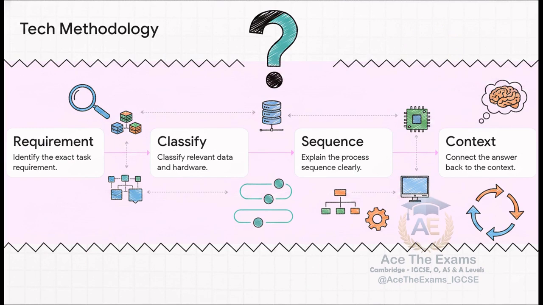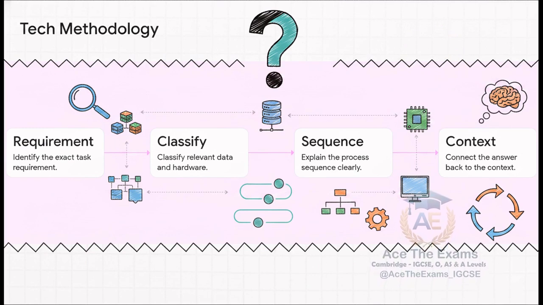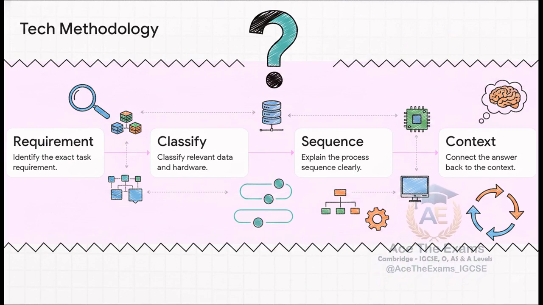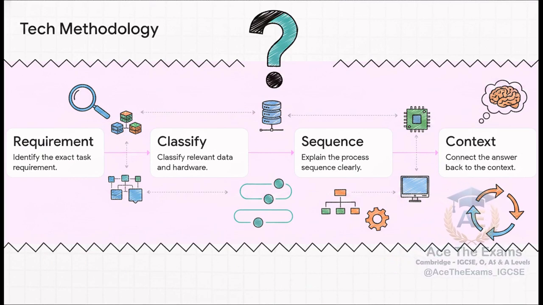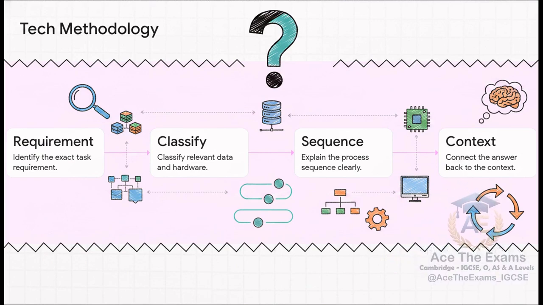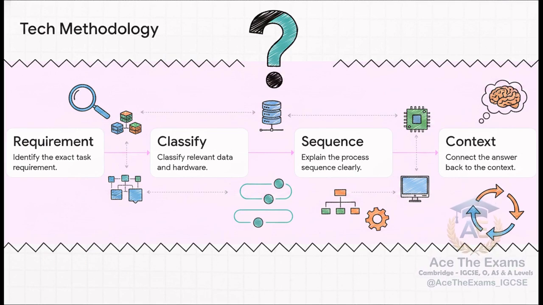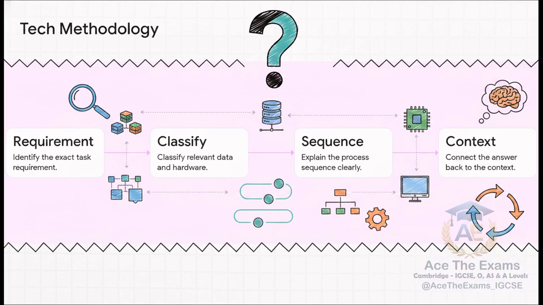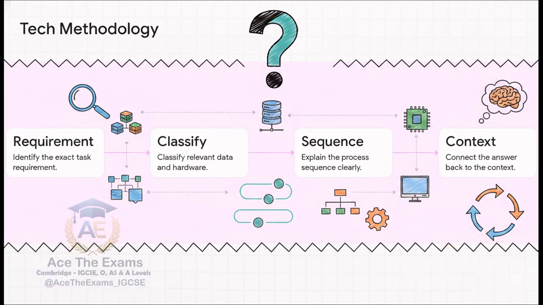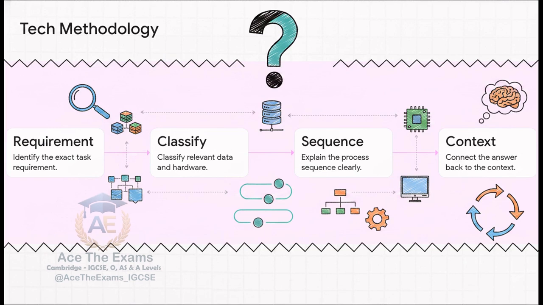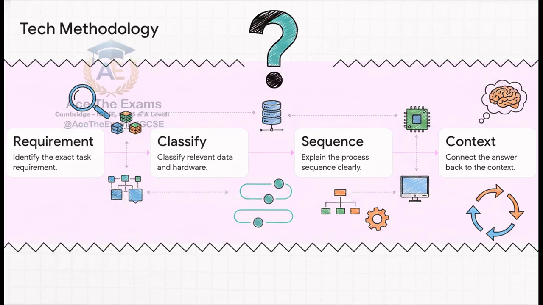Step 2, classify the relevant data or hardware. Are we talking about HTML color codes, IPv6 addresses, machine error codes? Pin it down. Step 3, explain the sequence so clearly that another learner who has never studied computer science could follow your logic. And step 4, connect it to the context. Does the question want you to explain causes, effects, advantages, or design decisions for that specific scenario? Run every single exam question you ever do through this 4-step filter, and I promise you, your answers will become incredibly sharp, incredibly focused, and impossible to ignore.